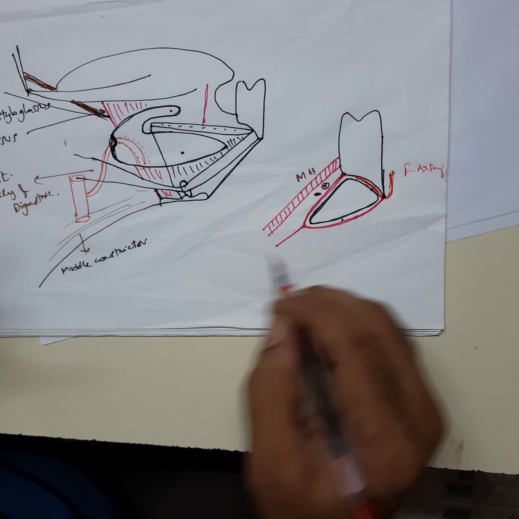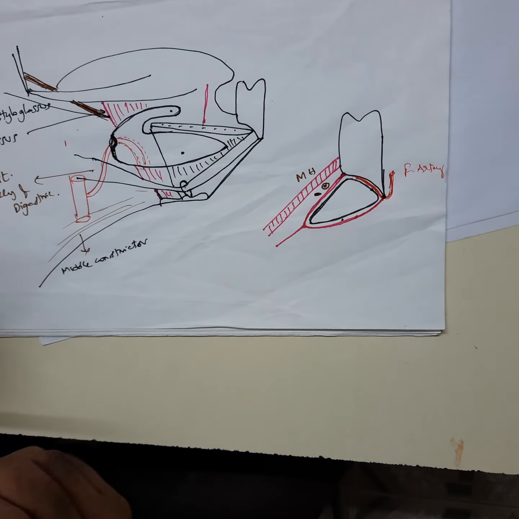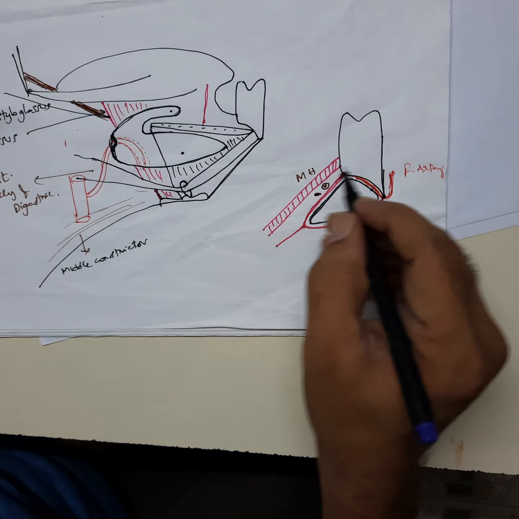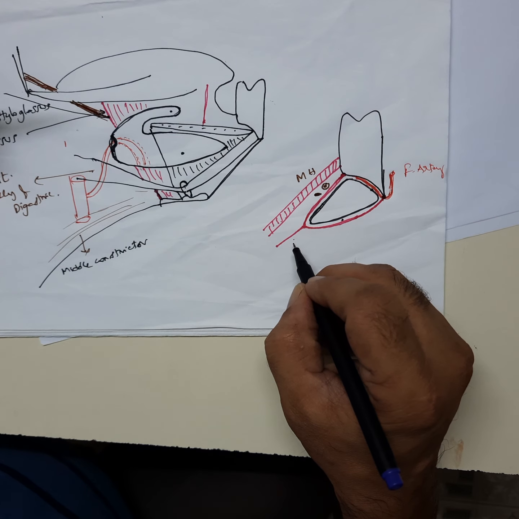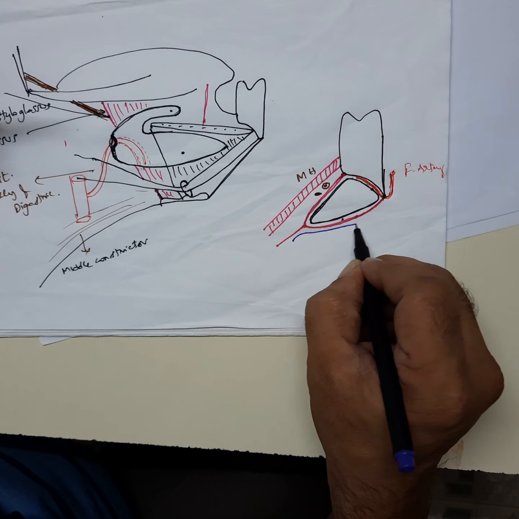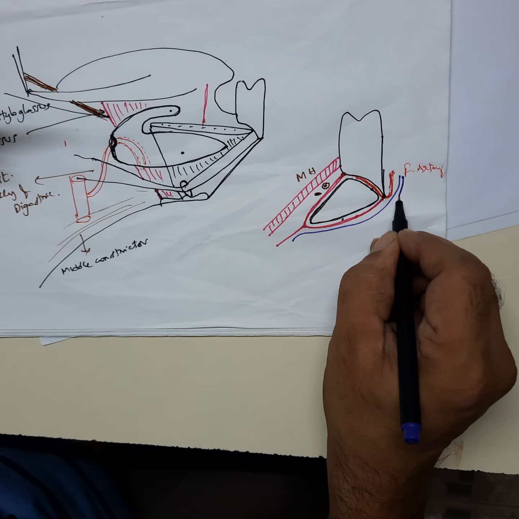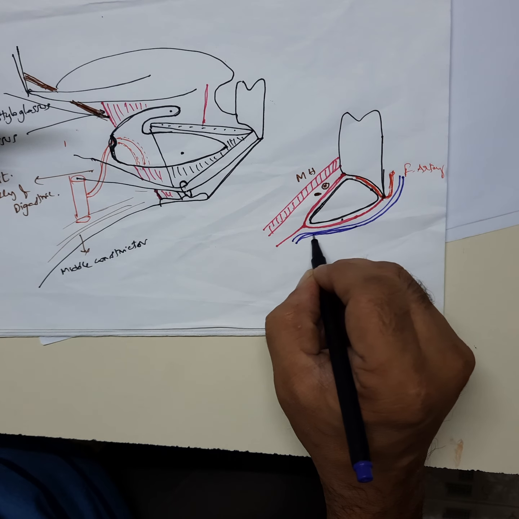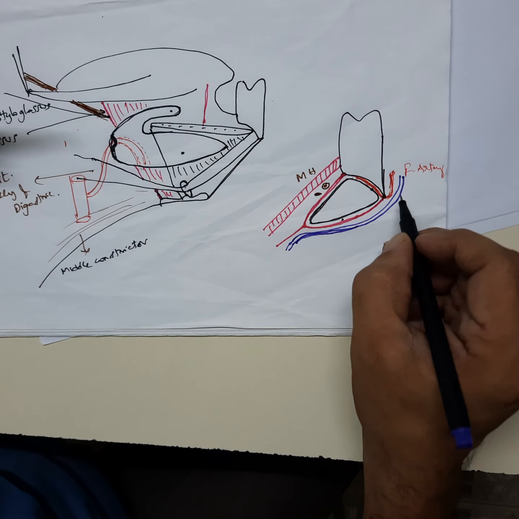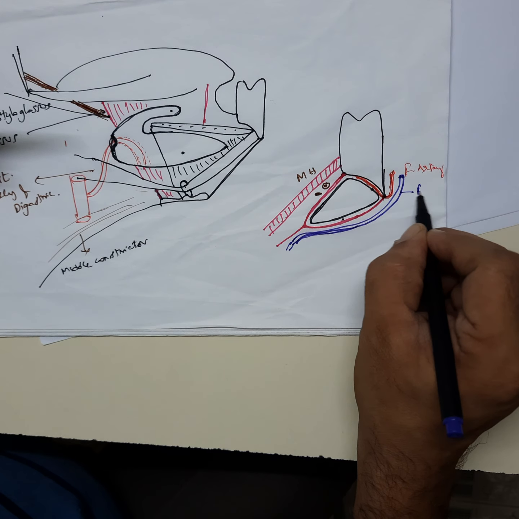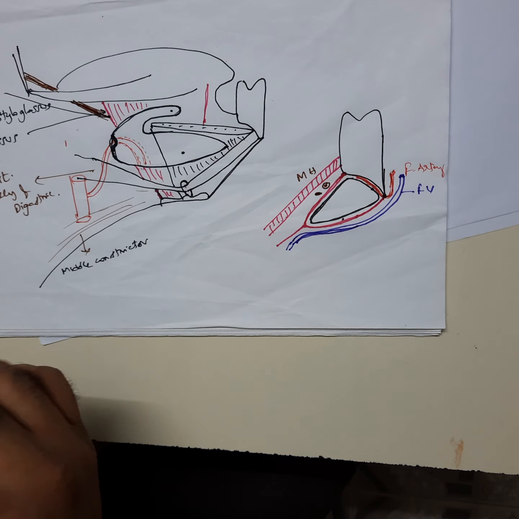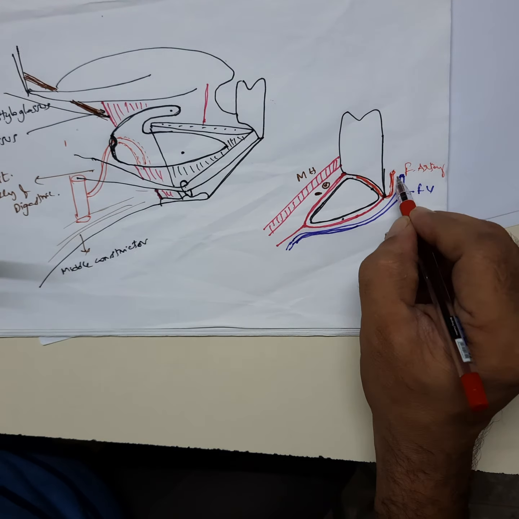Now, lateral to it is the facial vein. From the face, it comes down and passes on the lateral aspect of this gland like this. This is the facial vein. This is the facial artery and facial vein. Both are related. So, you can see the lateral relations of this gland.